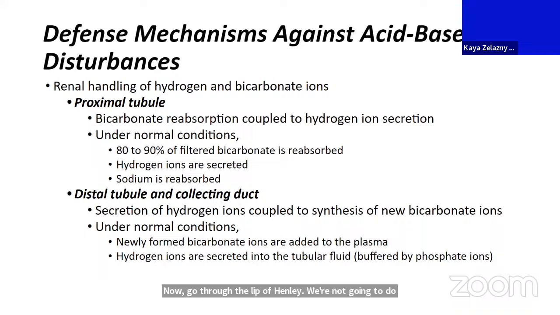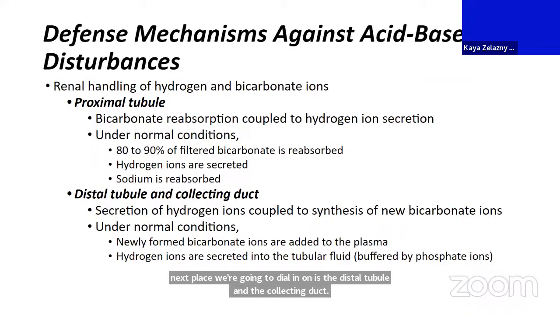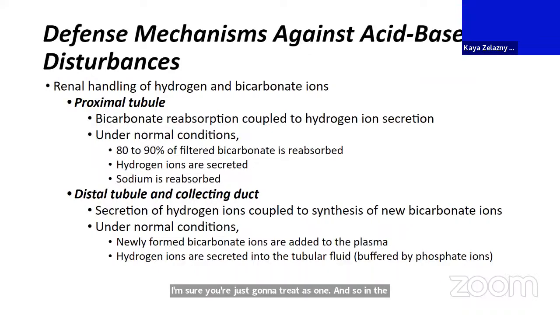The next place we're going to dial in on is the distal tubule and the collecting duct, which we're just going to treat as one. In the distal tubule and the collecting duct, again, we're going to secrete hydrogen ions. This time, in this distal part of the nephron, a lot of what we're going to be doing under normal conditions is synthesizing new bicarbonate.